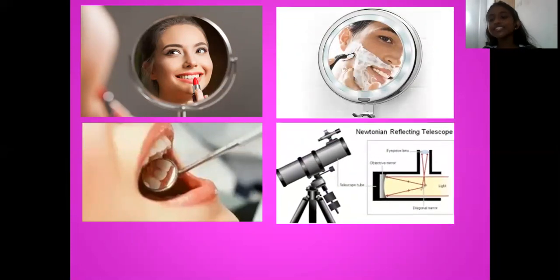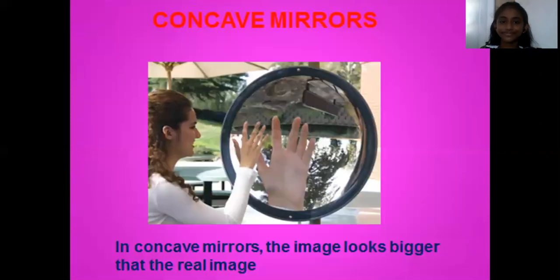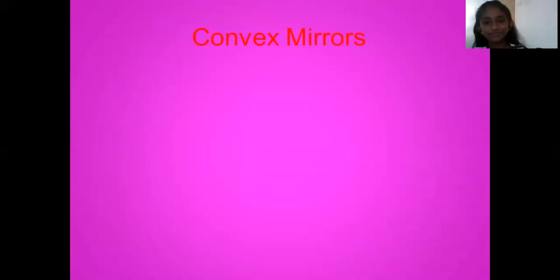This is a reflecting telescope. So this has the eyepiece lens and the objective mirror. Later on, we will talk about the parts of this telescope. All right. So this is the picture of a solar cooker. Let's go to the next slide. Concave mirror. This is what a concave mirror does. That means when we look into a concave mirror, we can see the image bigger than the real image. Got it? Good.